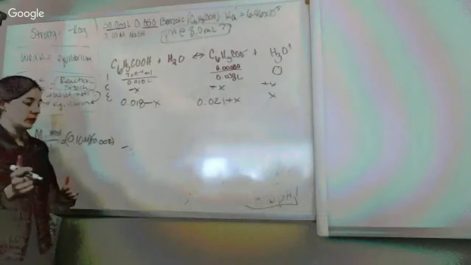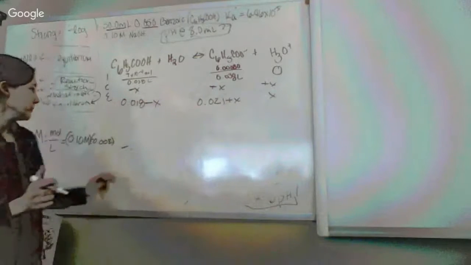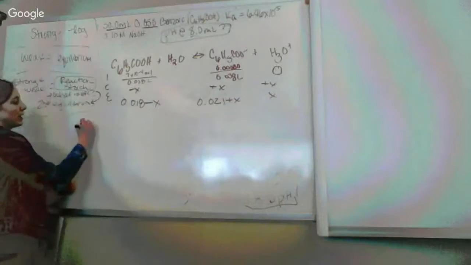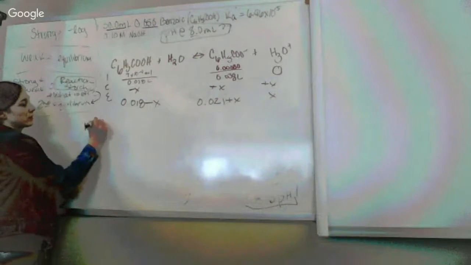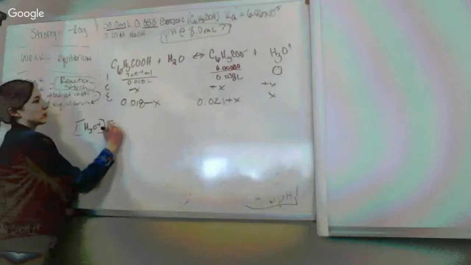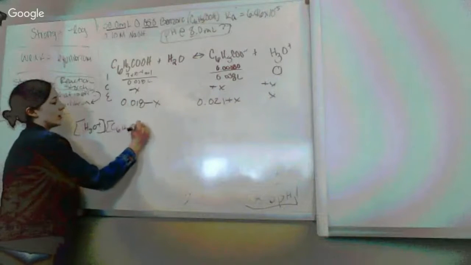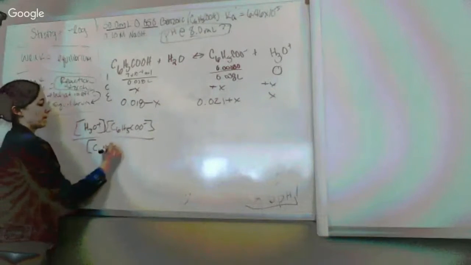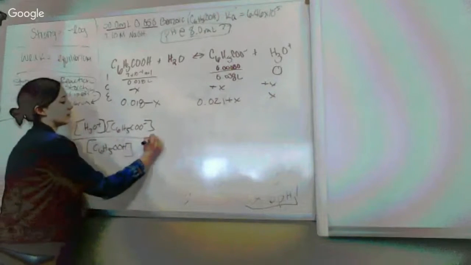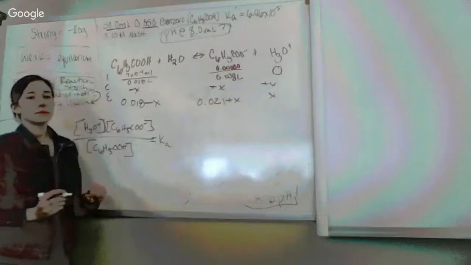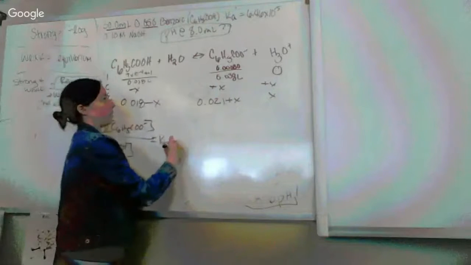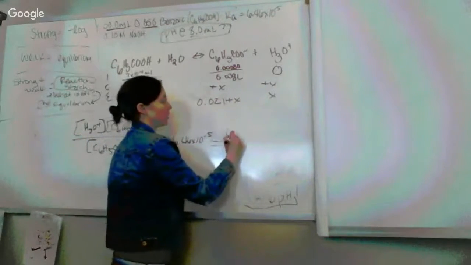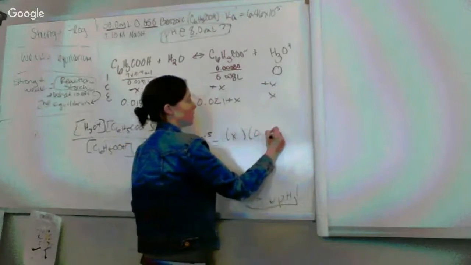Okay, then I'm going to use an equilibrium expression. So I'm going to plug in my equilibrium expression. It's going to be my H3O plus, C6H5. And am I going to be plugging in a Ka or a Kb? Where does my Ka come from? Equation up there, 6.46 times 10 to the negative 5th is x. I'm going to go ahead and drop my x.